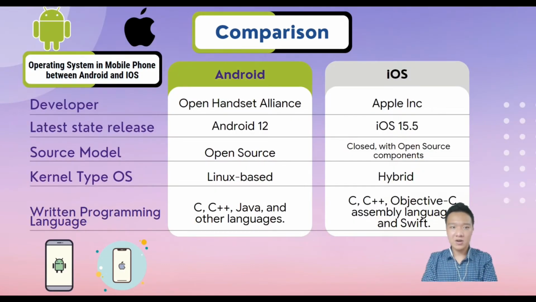So now we do the comparison of operating systems in mobile phones between Android and iOS. The Android developer is the Open Handset Alliance, while iOS is Apple Inc. The latest stable release is Android 12 for Android and iOS 15.5 for iOS. For the source model, Android is open source, while iOS is closed but with open source components. For the kernel type, Android is Linux based, while the kernel type on iOS is hybrid. The programming languages for Android are C, C++, Java and other languages, while for iOS they are C, C++, Objective-C, assembly language, and Swift.